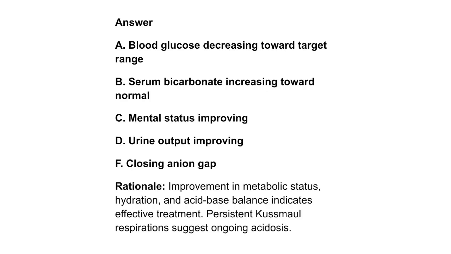Answer: A. Blood glucose decreasing toward target range. B. Serum bicarbonate increasing toward normal. C. Mental status improving. D. Urine output improving. F. Closing anion gap. Rationale: improvement in metabolic status, hydration, and acid-base balance indicates effective treatment. Persistent Kussmaul respirations suggest ongoing acidosis.